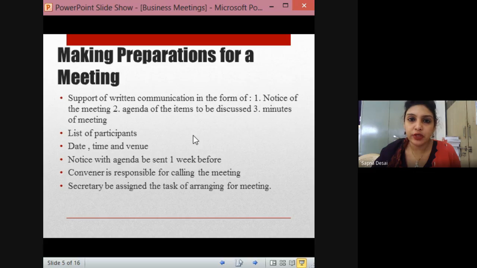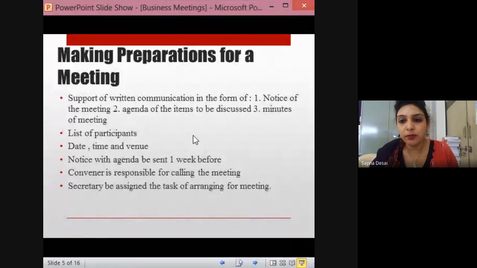Second thing is we have to decide upon the date. We have to fix the date of the meeting, the time of the meeting, and the place. We have to fix the venue of the meeting, where the meeting will be conducted. Then the third point to keep in mind is that the notice and agenda have to be sent one week before the meeting. At least one week prior to the meeting, we have to send the notice along with the agenda.